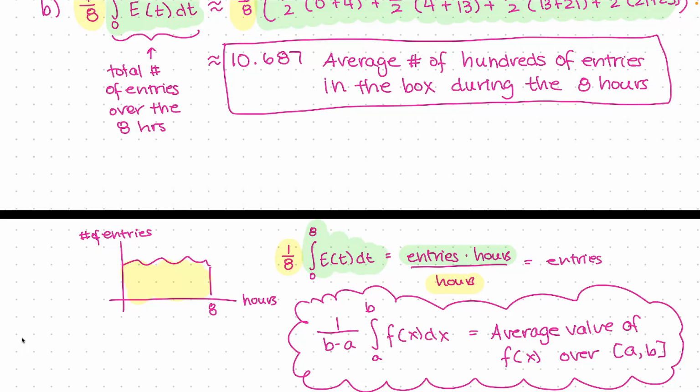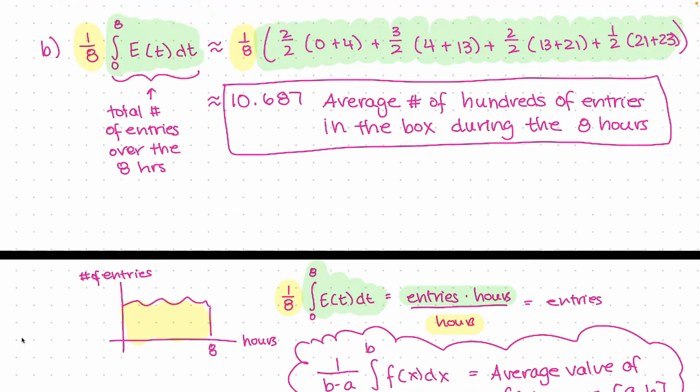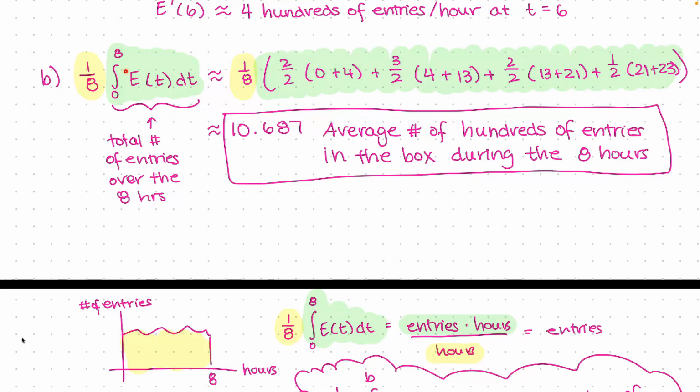So whatever the value for the integral is, the part that I've highlighted in green, this represents the total number of entries that were deposited over the 8 hours.